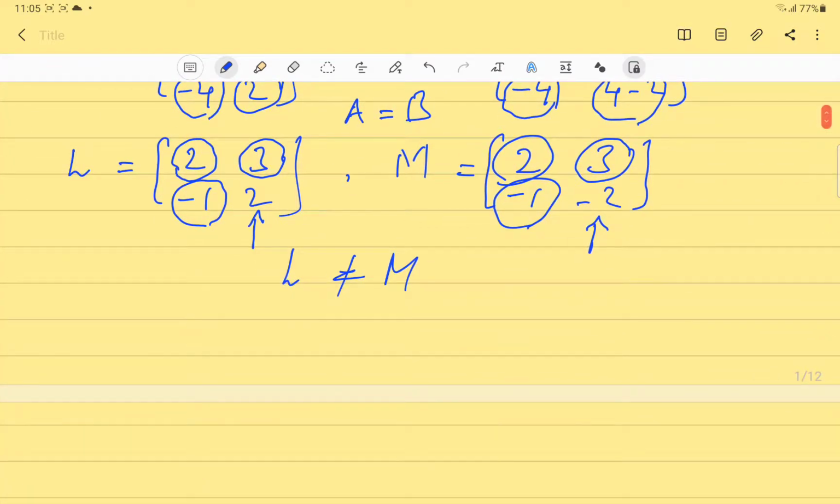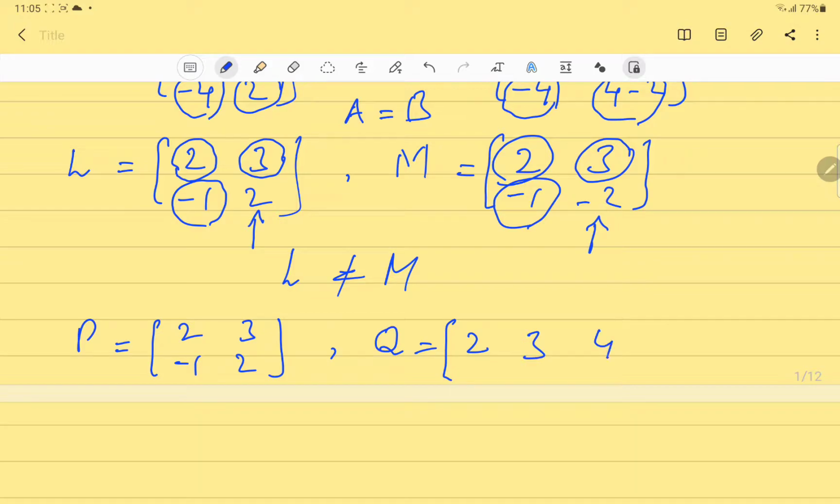Let's have another example. Suppose P is equal to 2, 3, minus 1 and 2, and then we have another matrix which is Q. Its entries are 2, 3, 4, minus 1, 2, and then 0. Okay, now again we will apply both the conditions here, that is the order should be same and the entries should be equal.